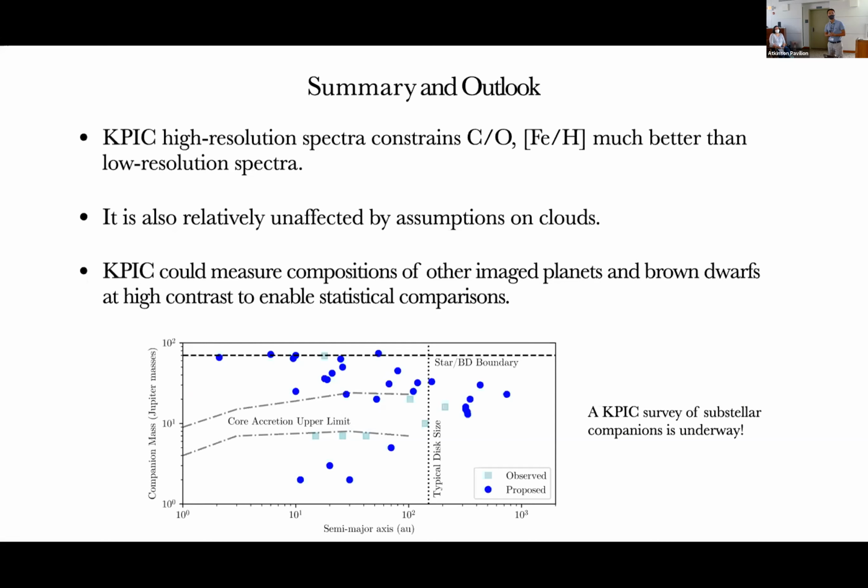Finally, we have a survey of substellar companions underway with the Kpick team. Kpick could probably measure compositions for many other brown dwarf companions, as well as directly image planets in the future. This will enable statistical comparisons. Thank you, and I'll take any questions.